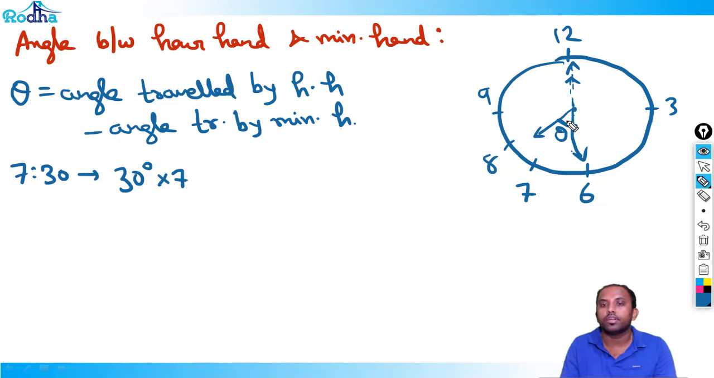So for 7 hours, 30 into 7. Right now the hour hand is here, exactly at 7, right? But it has to go to 7:30. That means for the extra 30 minutes, how much will the hour hand travel? What is the angle traveled?